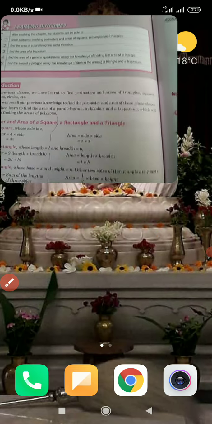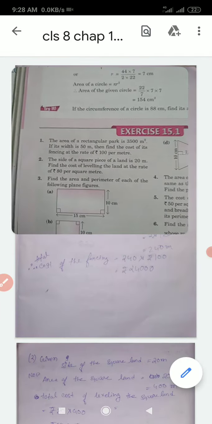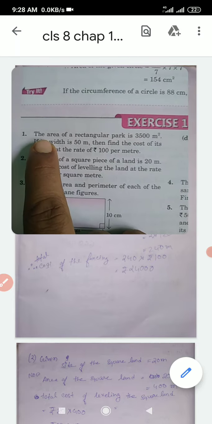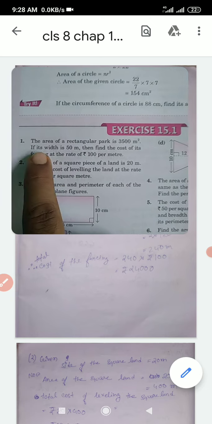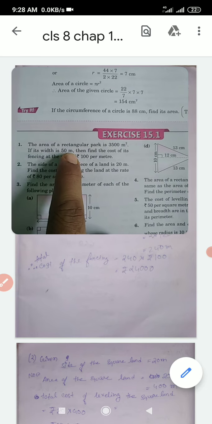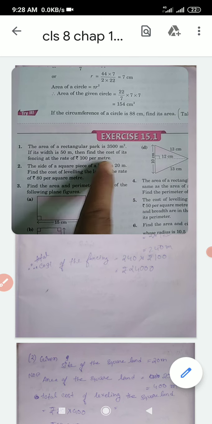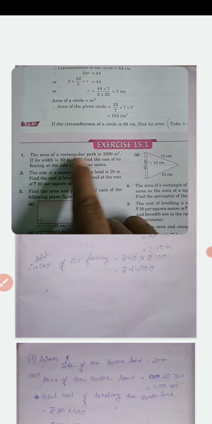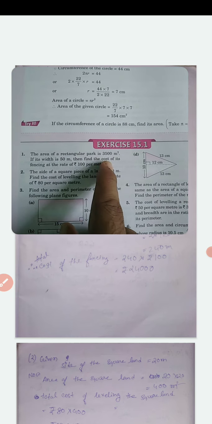So now we'll be starting our exercise. Exercise 15.1, the first question, says that the area of a rectangular park is 3500 meter square. If its width, that means width or breadth is the same thing, is 50 meter, then find the cost of its fencing at the rate of rupees 100 per meter. So here they have given us the area, and if the width is 50 meter, then find the cost of its fencing.